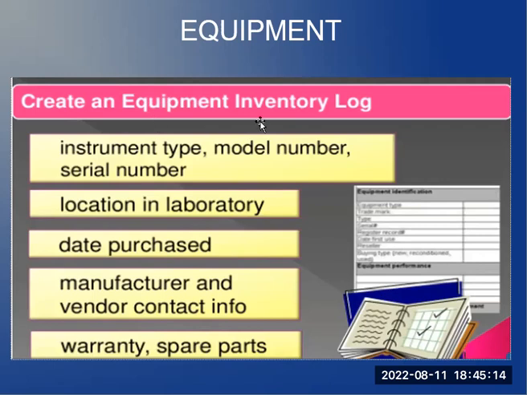Next is to create an equipment inventory log. This is an example of the inventory log. It's either manual or computerized, the logbook inside the lab. The inventory log should have instrument type, model number, or the serial number.